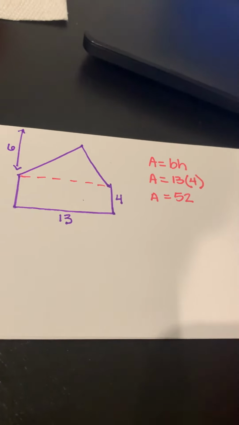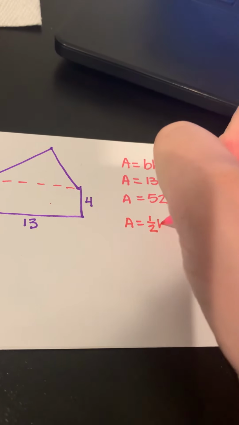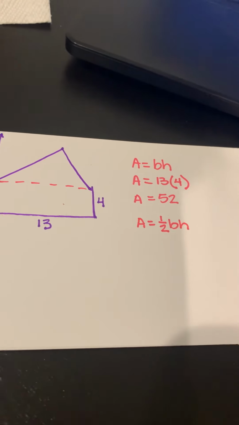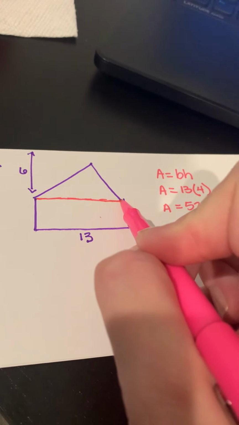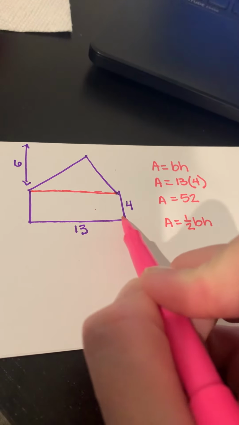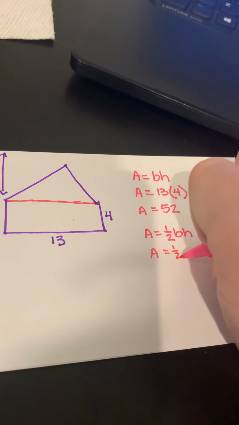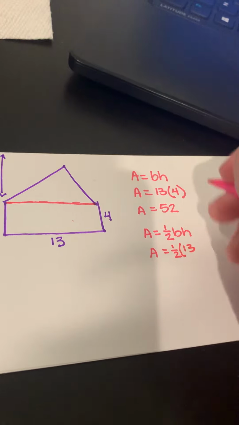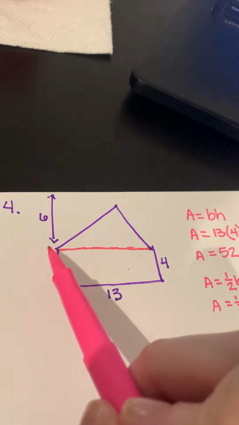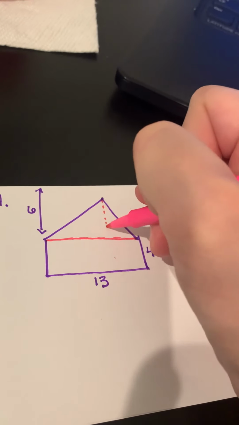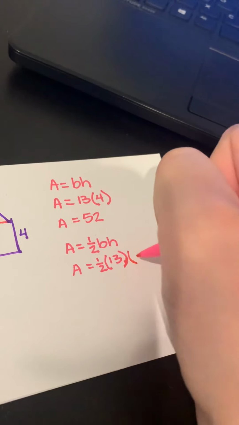Now I need to do the triangle. The formula for area of a triangle is 1/2 base times height. If you notice, the base of this triangle here is the same length as the base of the rectangle. So I'm going to plug in 13 for the base. And then the height, they draw for us off to this side. So the height, which would be right here, is 6. I'm going to plug that in for H.